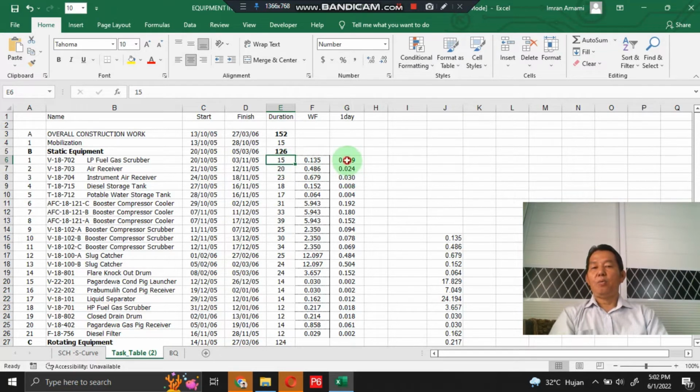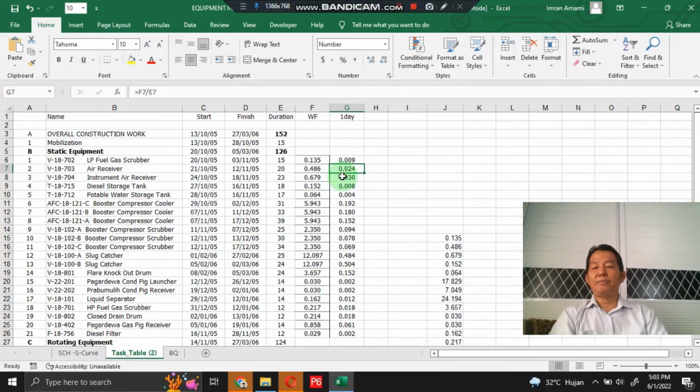Then we get the work factor for 1 working day for the LP fuel gas scrubber. Okay, cell F7 here. This is the work factor based on contract price for the air receiver, divided by E7, the work schedule for the air receiver. Then we get the work factor for 1 working day for the air receiver work item.